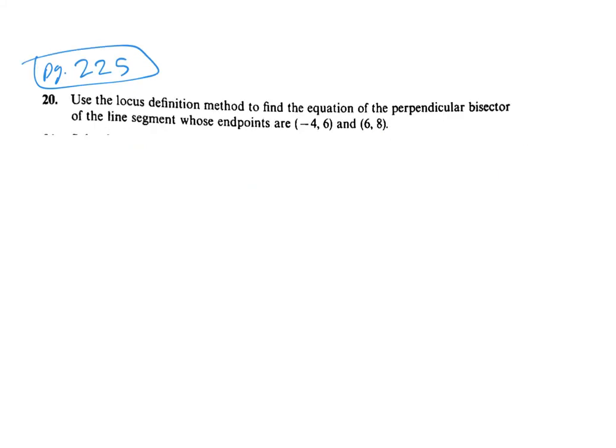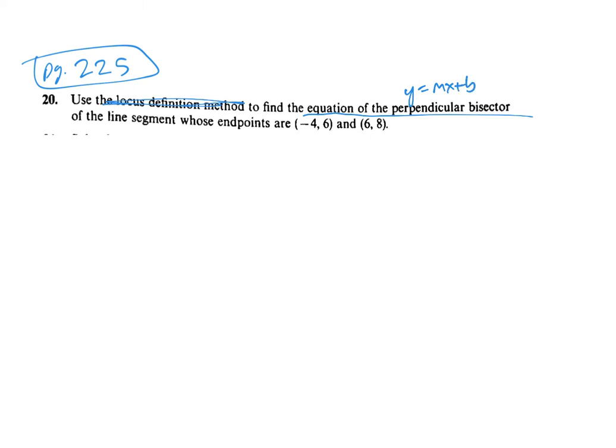All right, here they want us to use the locus definition. Don't worry about that wording. You guys get thrown off by that, but just focus on what they're asking you for. An equation of a perpendicular bisector. So we're going to end up with a y equals mx plus b kind of answer.